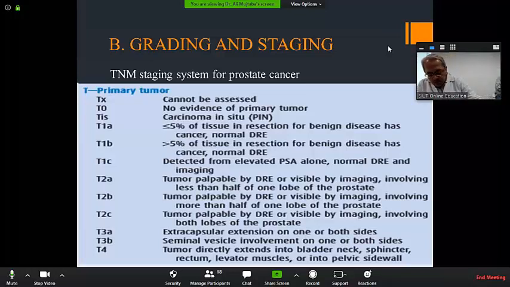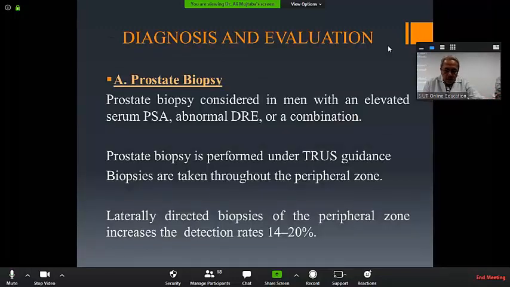A little bit about prostate biopsy. If you go back to the previous slide: prostate biopsy is not only taken through a transrectal route, but it can also be taken through a transperineal route. It can also be taken through a transurethral route.